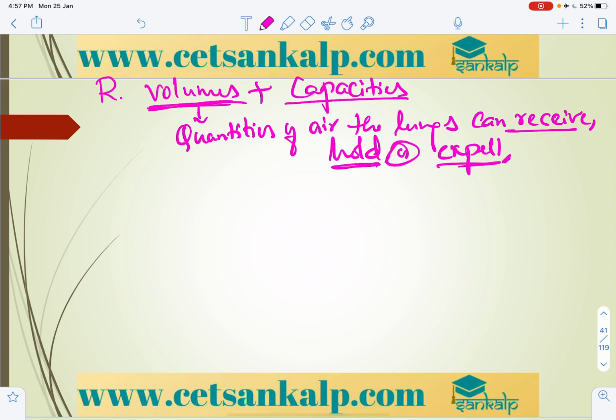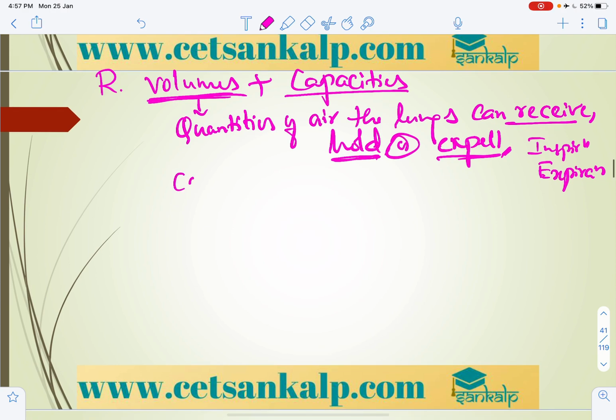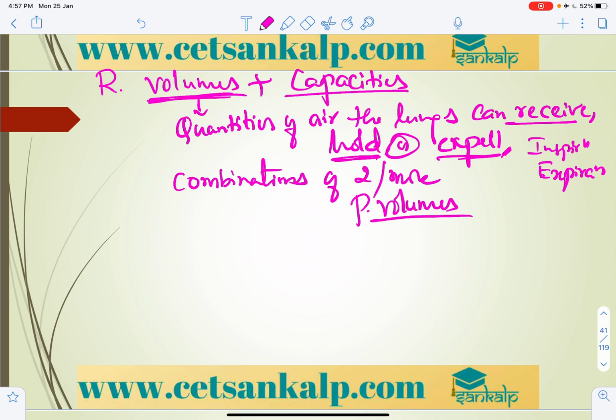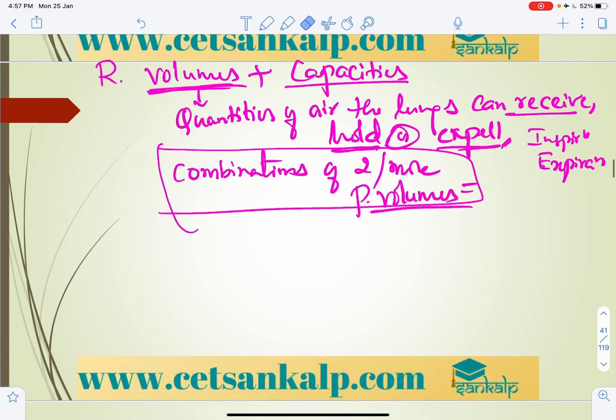That is through the process of breathing, that is, inspiration and expiration. So that is what we call respiratory volume. And capacity is a combination of two or more pulmonary volumes. A combination of two or more pulmonary volumes is called a pulmonary or respiratory capacity.